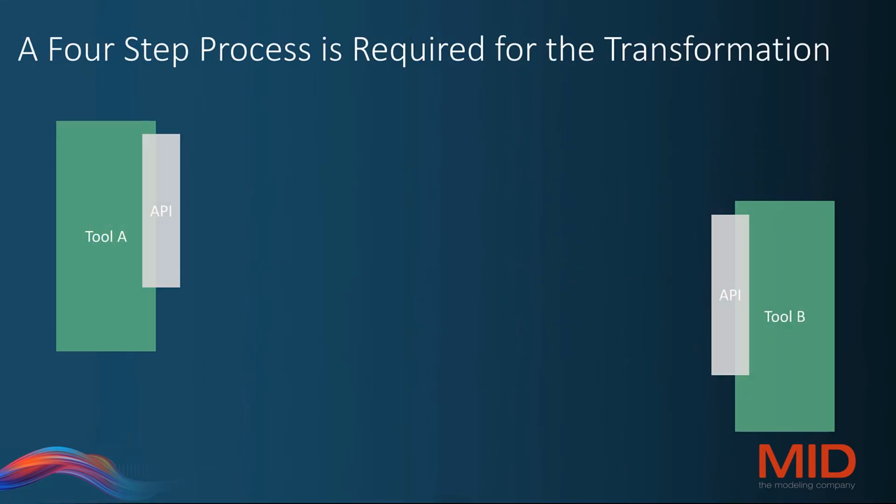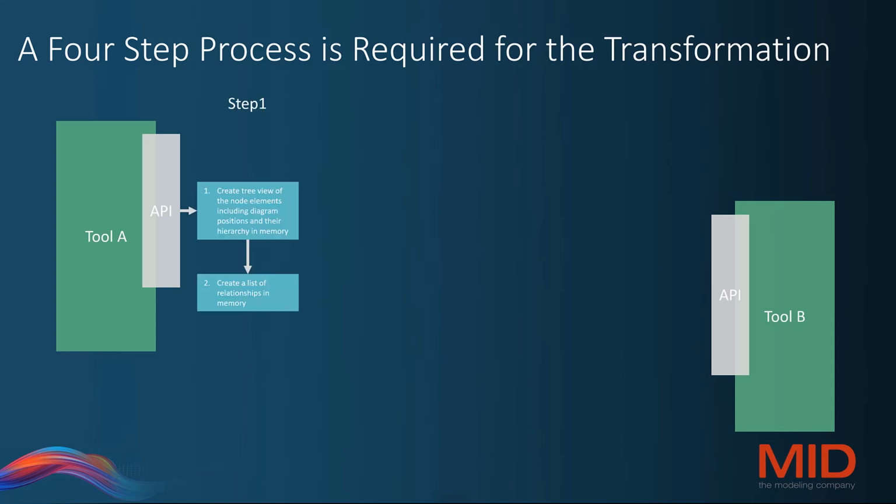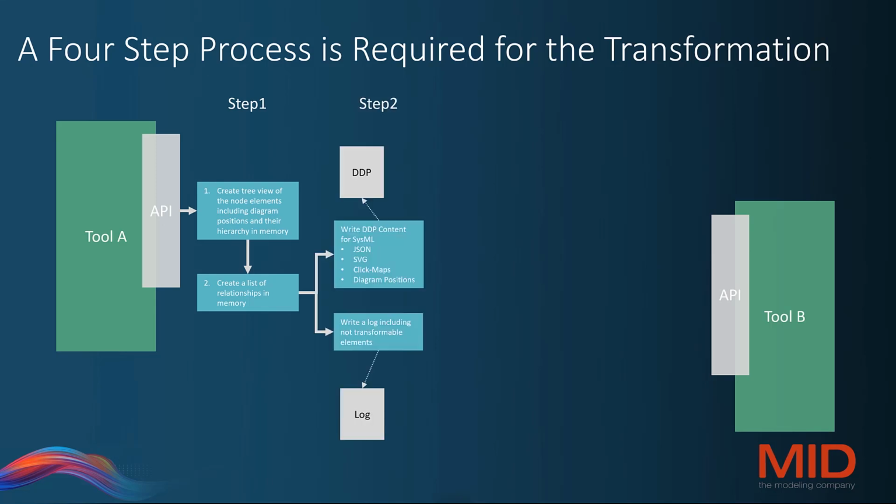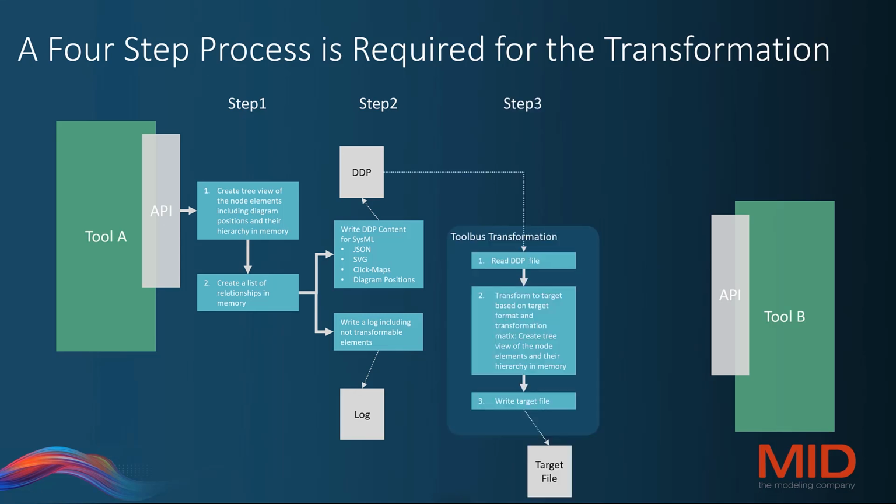So if we go one step deeper into the details, then we find 4 process steps to do that transformation. Step number 1, we read the model data from the original tool. Step number 2, we write the complete model data into the DDP. Step number 3, we transform the data to the target format. And step number 4, we write the target format via the native API of the target tool.